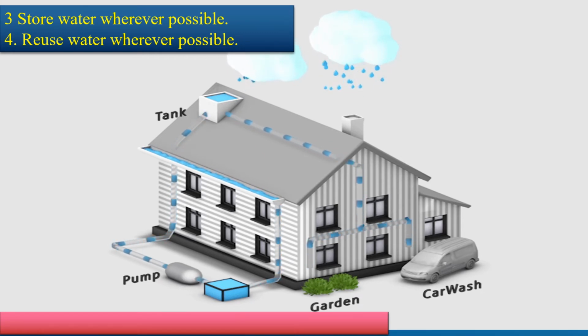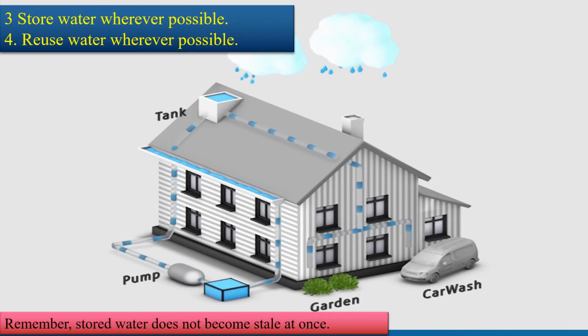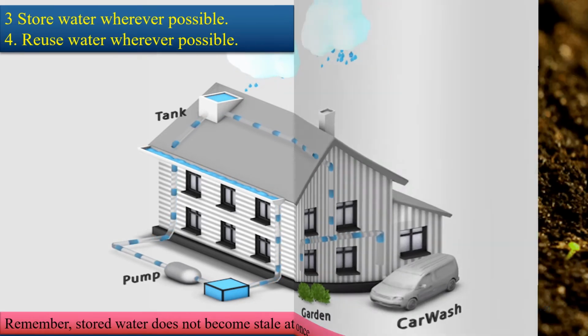You should always reuse water wherever possible, like when you're washing your vegetables or washing your rice. You could use that same water for planting or watering the plants. Remember, stored water does not become stale.